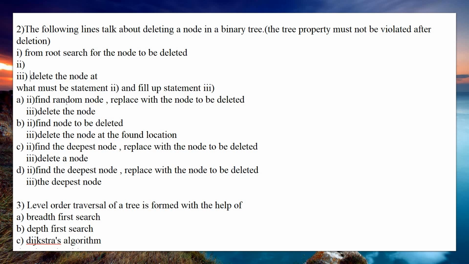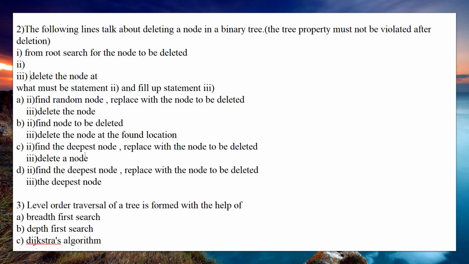So option A is that you need to find the random node. You cannot find the random node, you need to traverse each and every node to delete. So option A will not be correct. You cannot choose the random node. So option B is find the node to be deleted, and then after that you are going to delete the node at the found location.